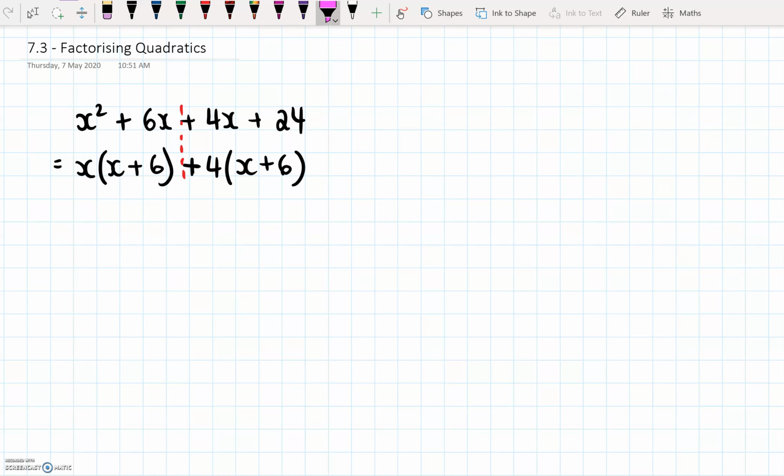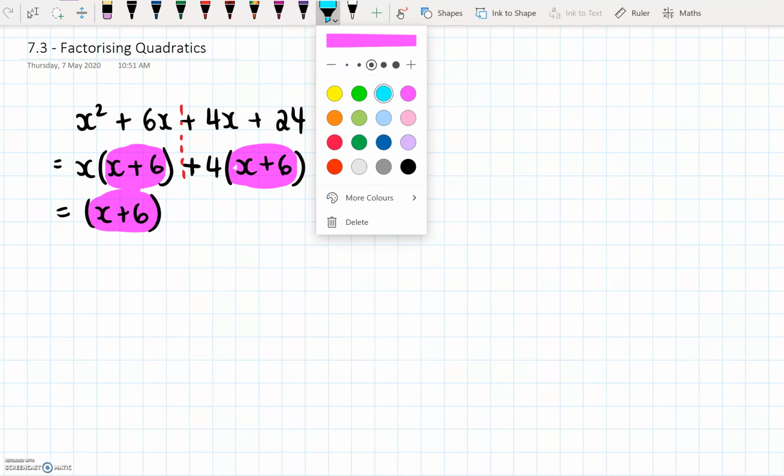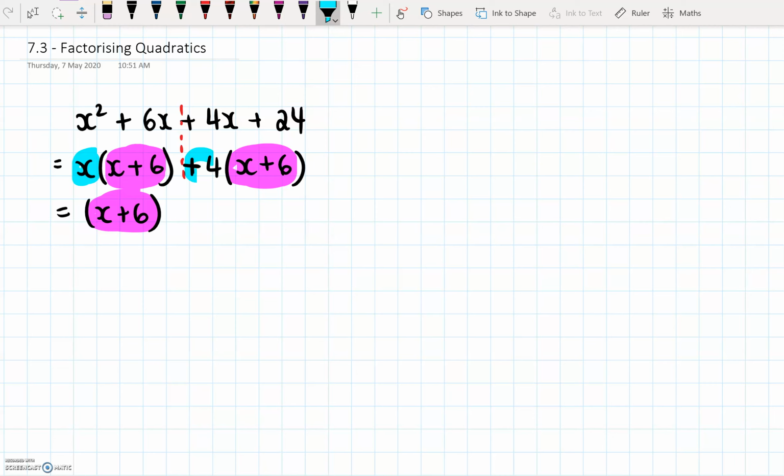Okay, now we're going to check the brackets match. Okay, so we can write those down. So we get x plus 6 in the first bracket. Okay, so that's this pink bit. All right, and then what is left is x plus 4. So that's going to go in the second bracket. Okay, and what we have just done is we have factorized a quadratic equation.